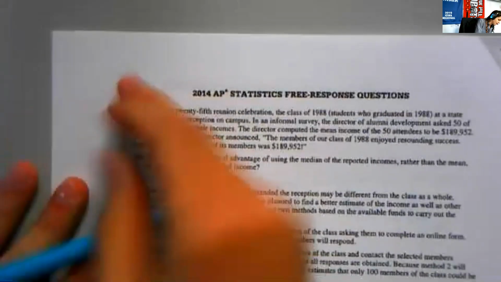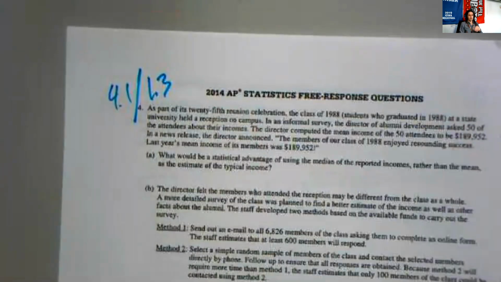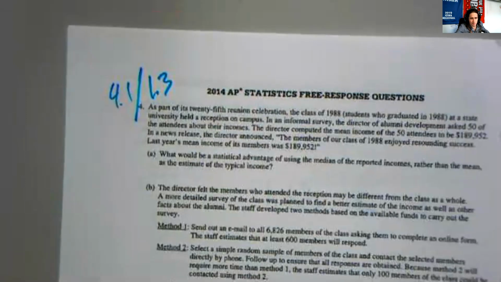This is a 4.1 question dealing with sampling methods. This is kind of some 4.1, and it's also got some 1.3. So I like this question. It really combines a lot of things. Okay, so we've got 25th reunion of some school. The folks that showed up said they had an average of $189,000 in income. Hot dang. And then the director of the Alumni Foundation said, holy cow, our members are making all this money.